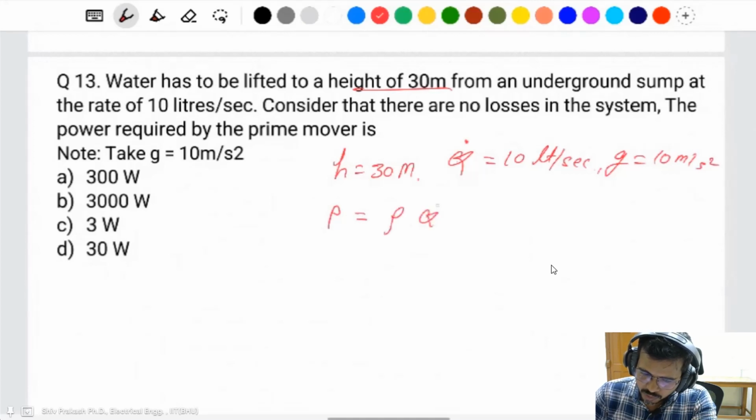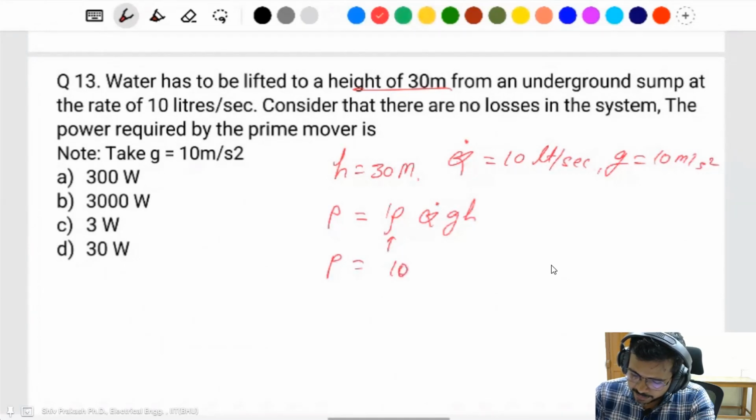Rho Q dot gh means power, and for energy it is rho Q gh. Here the water is only 1 kg per liter, that's why rho will be 1. Q dot is 10 liter per second, g is 10 meter per second squared, and H is 30. This gives 3000.